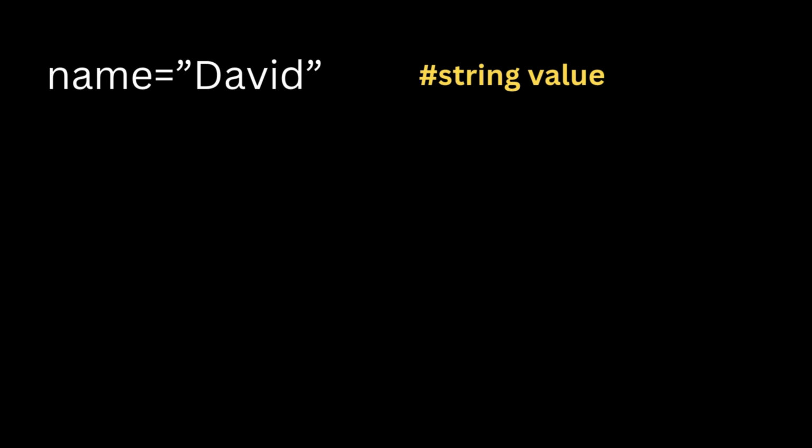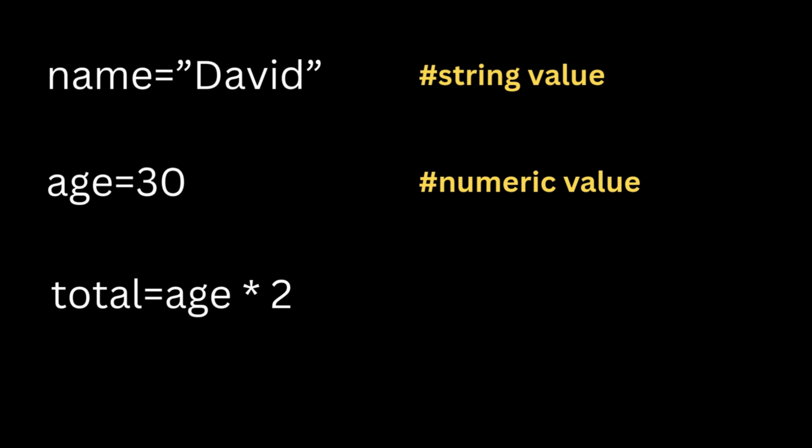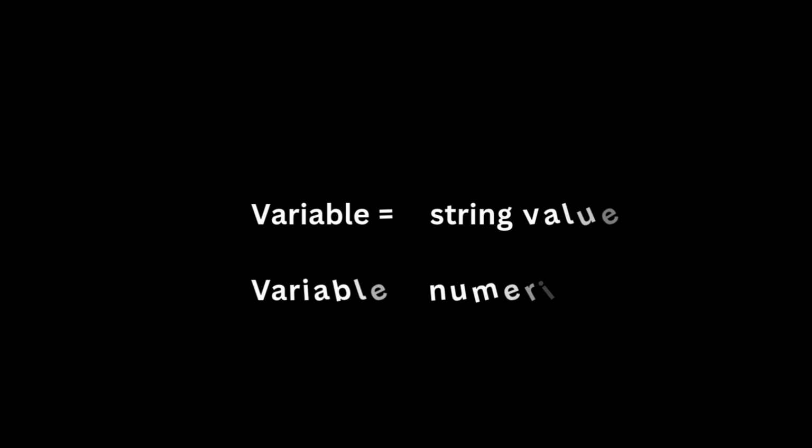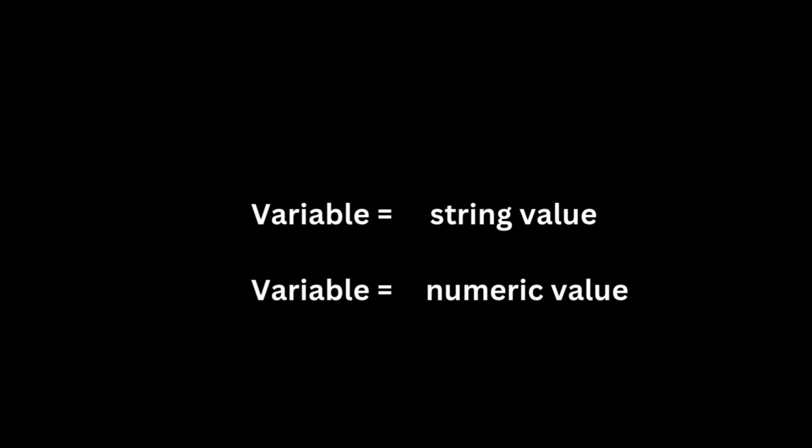One powerful feature of Python is that you don't need to declare the data type of a variable. Python automatically detects the data type based on the value you store. Python automatically knows that name is a string, and age is an integer. However, if you try to mix them incorrectly like this, you'll get a type error because you can't add text and numbers together. In Python, you can even store different types of values in the same variable.